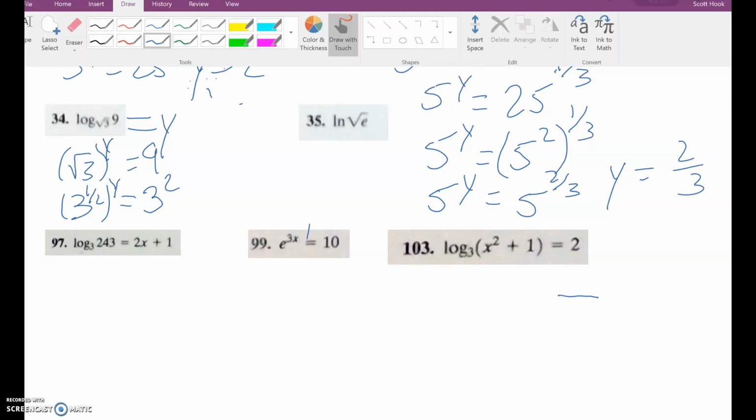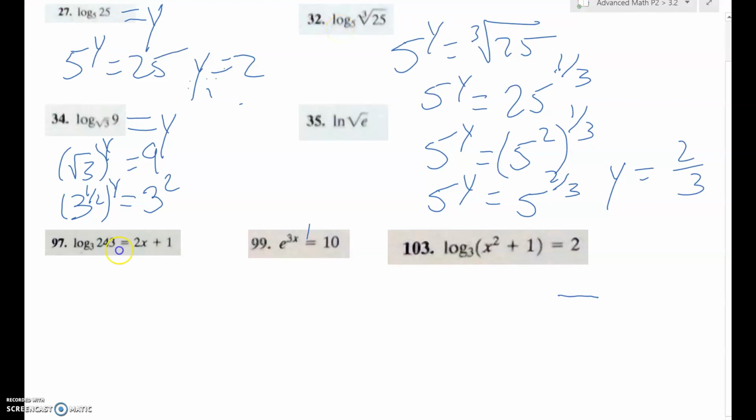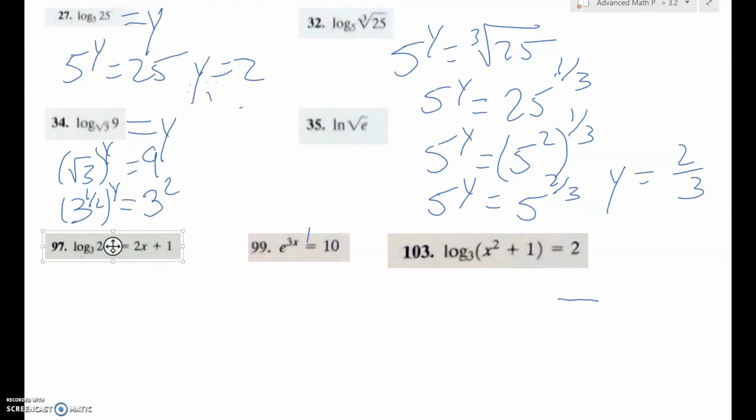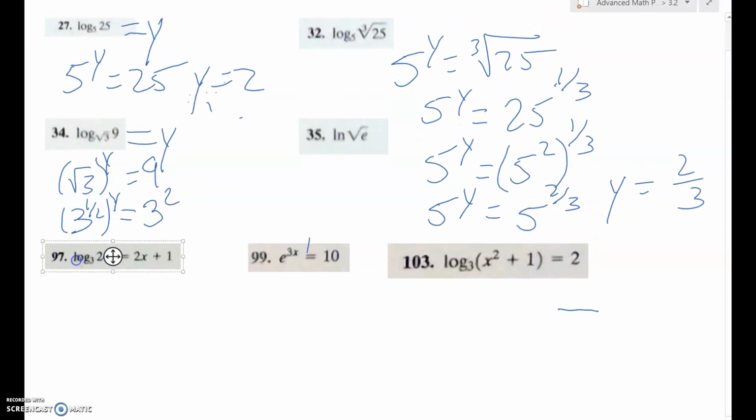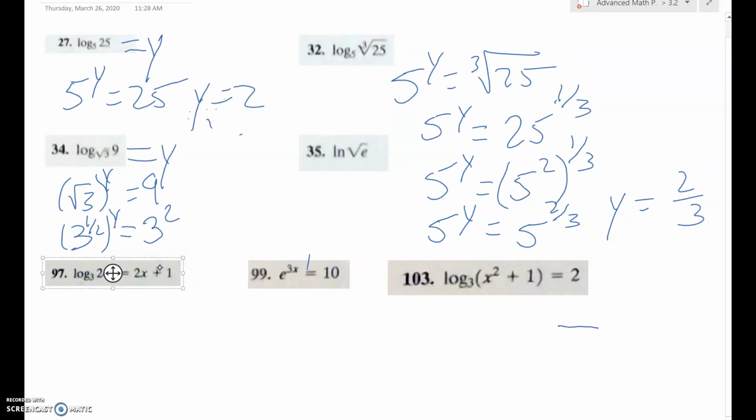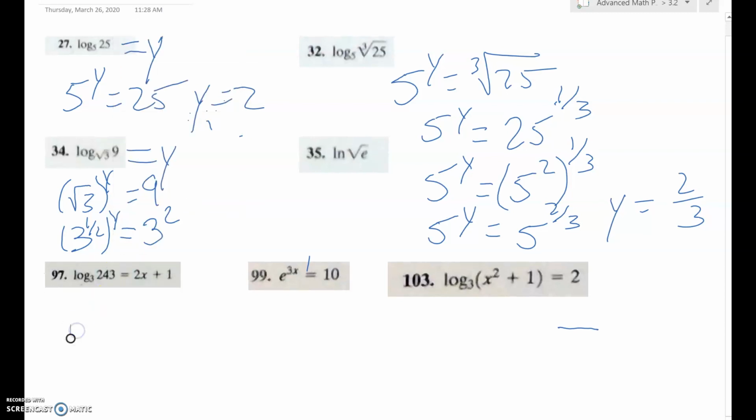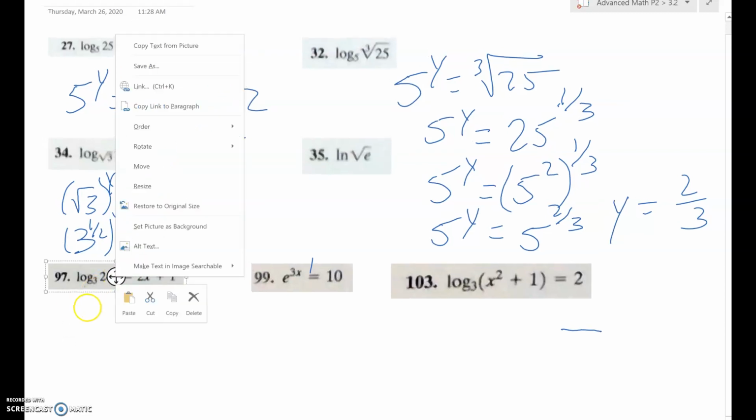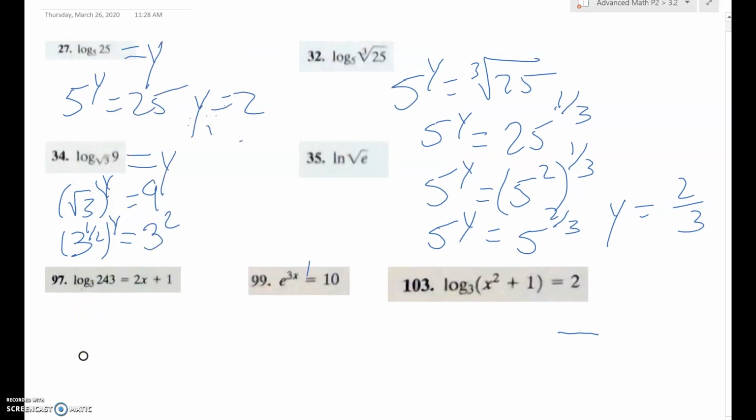So I'm going to move something here because I'm running out of space. Let's see if I can do this. Maybe I can't move it. Won't let me. Okay, so we'll have to just work in that space.